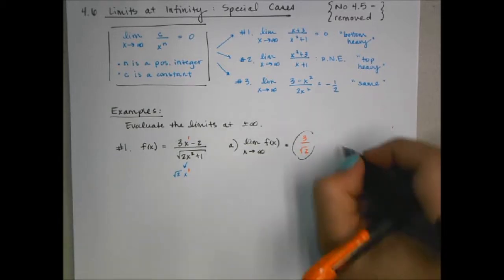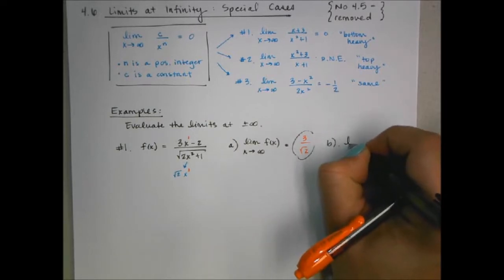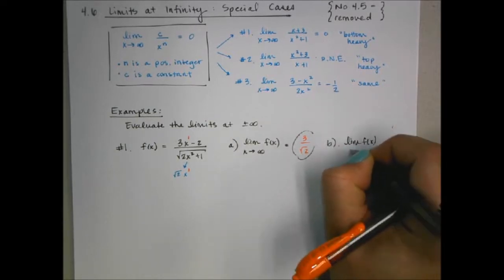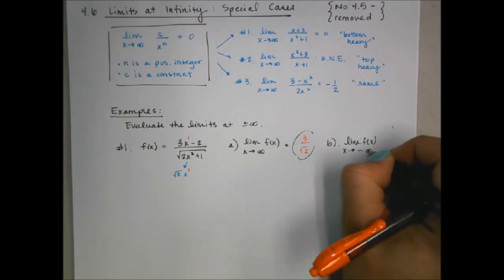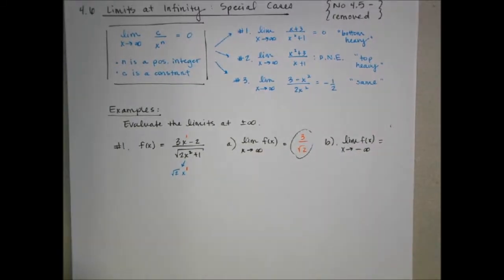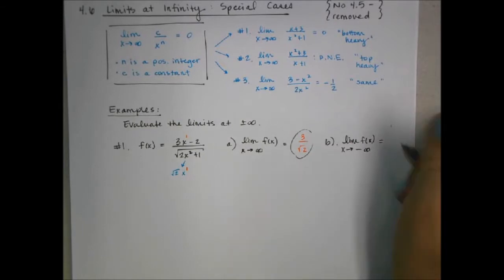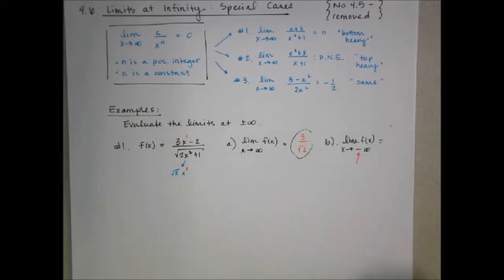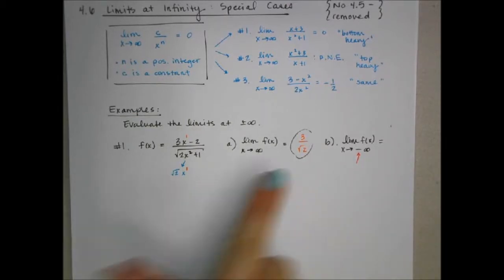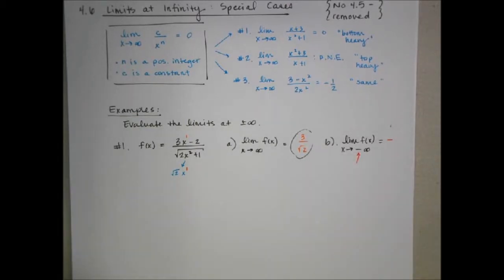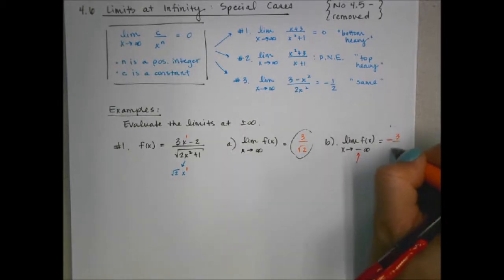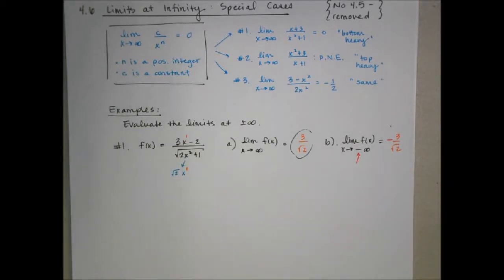So how is this different? Let's see part B. The limit of our function as x approaches negative infinity. This is going to change our answer just a little bit. Because we're approaching negative infinity this time, we have to multiply our answer by a negative. So where my answer before is just 3 over root 2, I now have negative 3 over root 2. And that's it. That's how it differs. And we're just going to practice this a few more times.